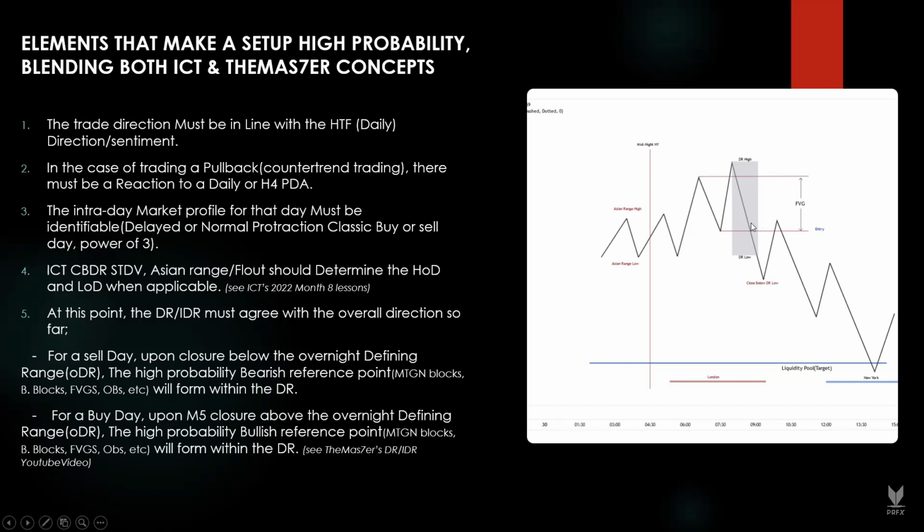And you can see the overall structure. This is one of the traits that make it high probability. When the reference points, be that order blocks, fair value gaps, breakup blocks, mitigation blocks, form inside the defining range, there is an 88% chance that price will not go above the high of your reference point or above the high of the defining range, which we have here as the gray box.